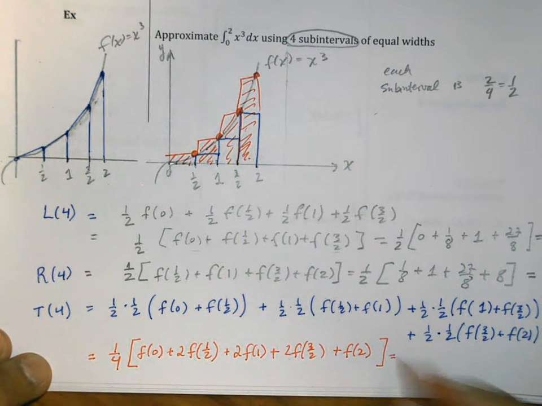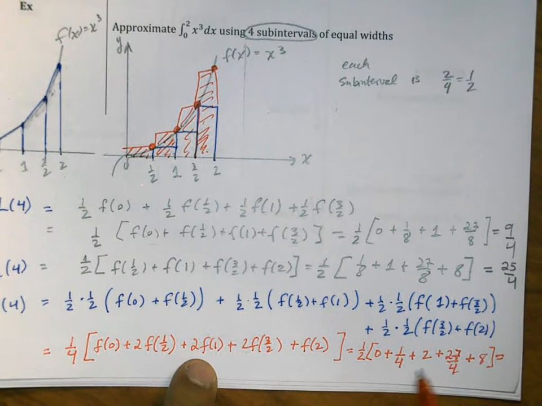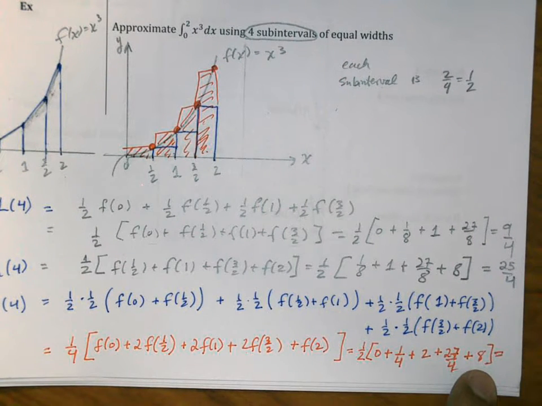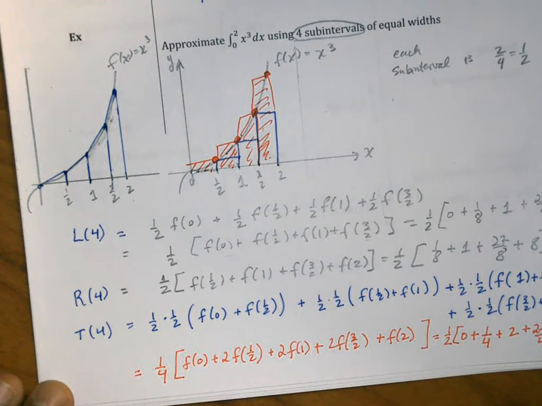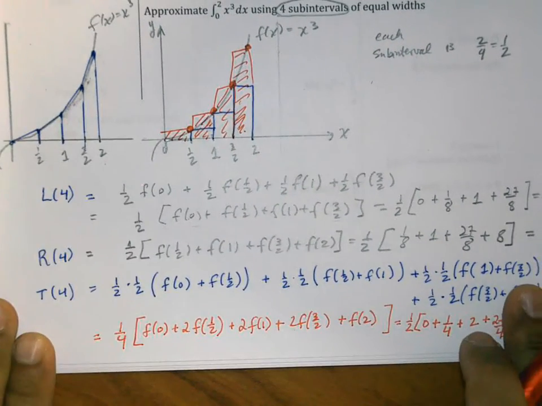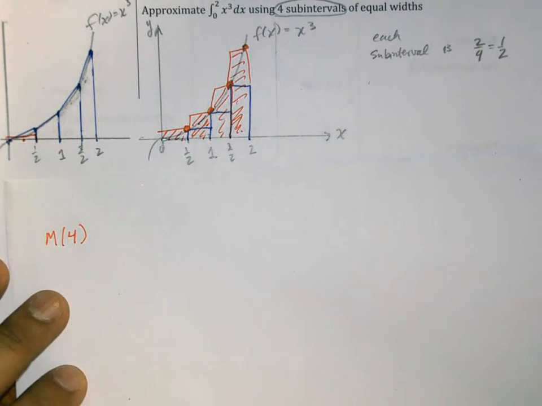So now let's put these numbers in and crunch the numbers out in your calculator. So I did all of that, and these are the numbers that I got: f of 0 is just 0, f of 1/2 times 2, f of 1 times 2, f of 3/2 times 2, and f of 2, and when I worked all that out, I got 17 over 4, or 4.25. So this is T of 4. Now, we'll do this one more time, and this time we're going to figure out what the midpoint sum is.